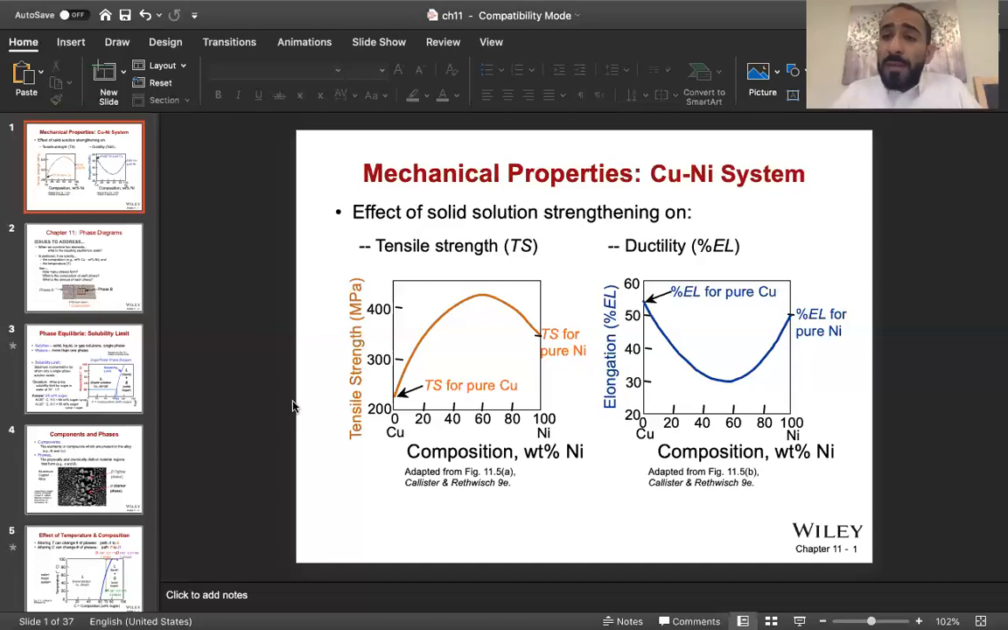So this chapter 11 will tell you about what we call phase diagrams. Phase diagrams give you a graphical representation of the relation between temperature and composition. On the y-axis you have the temperature, and on the x-axis you have the composition. And then it's going to tell you, at a certain temperature and a certain composition, what are the phases that exist at that point, and also what is the composition of those phases, and how much of each phase you have.